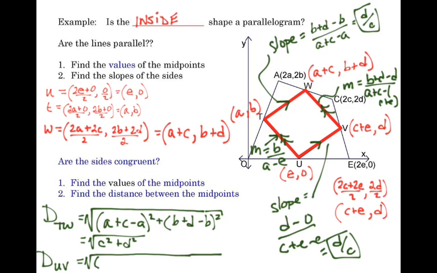And then for UV, UV is over here. I'm going to take the difference in my x values, c plus e minus e squared, plus d minus 0 squared, which is the square root of c squared plus d squared, the same as we had over here, which means the distance is the same. And we do the same process for the other sides, and we can show that all the sides are congruent. So if all the sides are congruent, it's going to be a rhombus. The first part showed that it was a parallelogram.